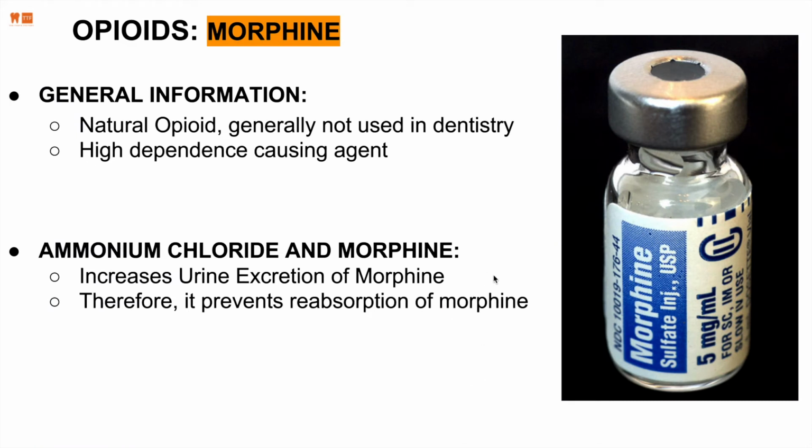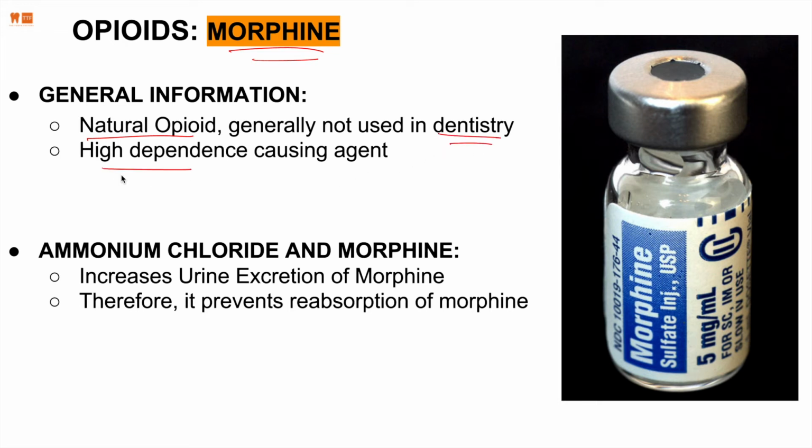Now, moving on to one of the most important aspects of our lectures today, every drug broken down individually. So, get your pens and papers out again, guys. Let's run through summaries. First of all, morphine. General information, it is a natural opioid. We know that. Opioid or opium alkaloids is generally not used in regular dentistry.